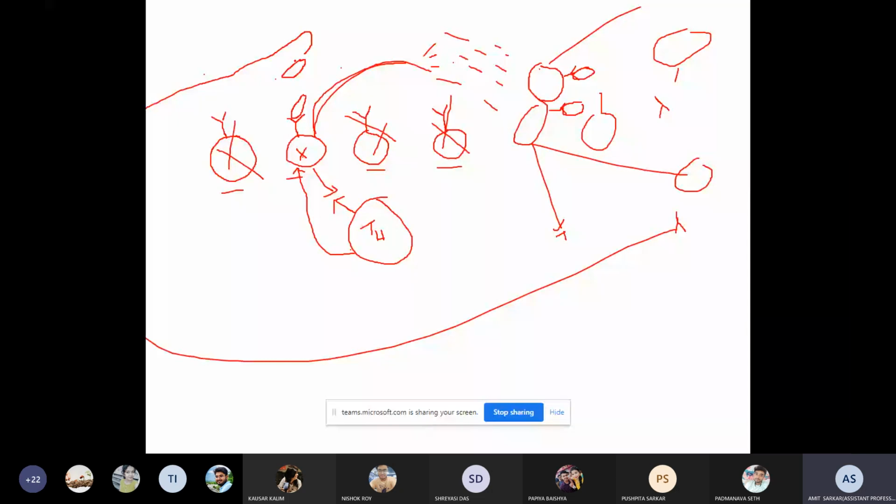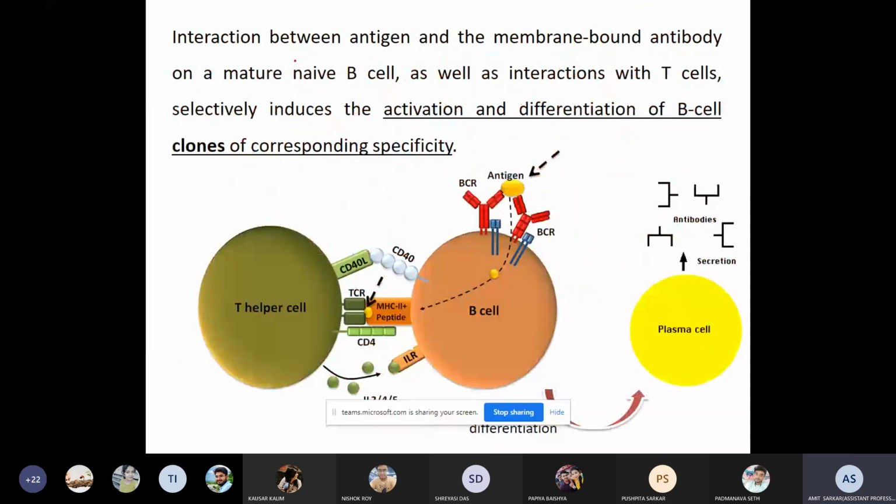So what is happening? It's selecting one particular type of B cell. That is called clonal selection theory. It selectively induces and then activates, and differentiation of B cells happens, of the corresponding specificity. That means here, specific to the Salmonella. So that is the beauty of how this whole scheme works, especially for humoral immunity.